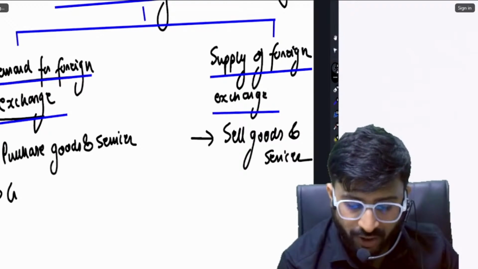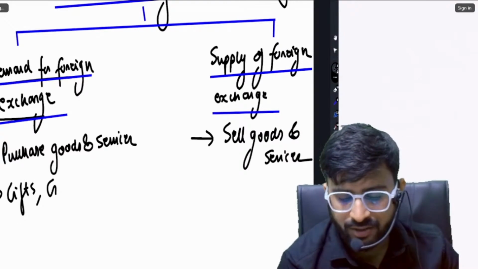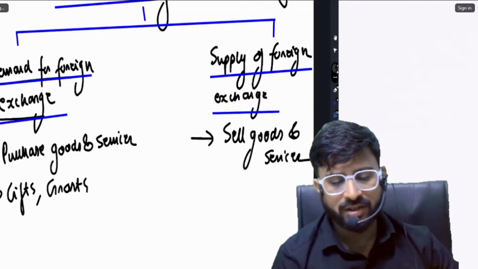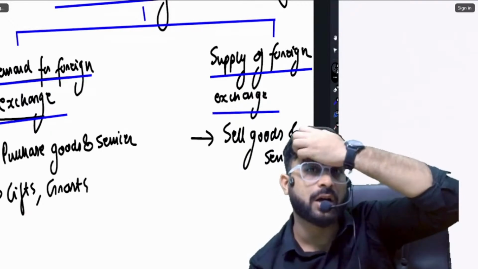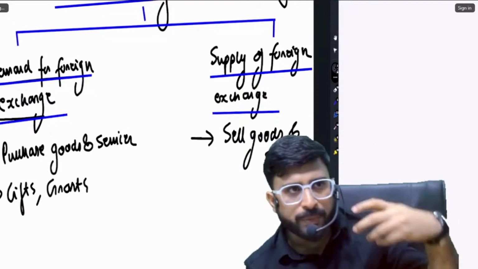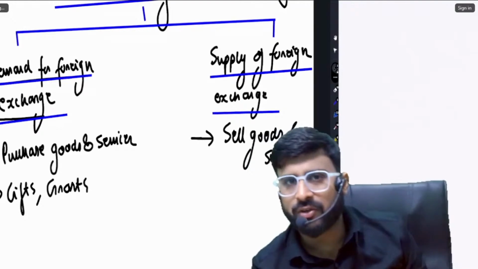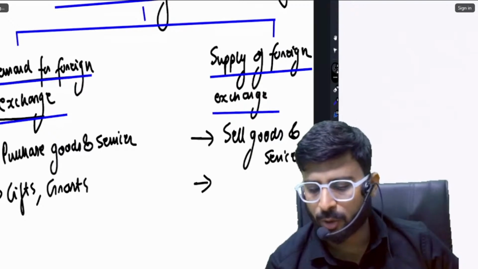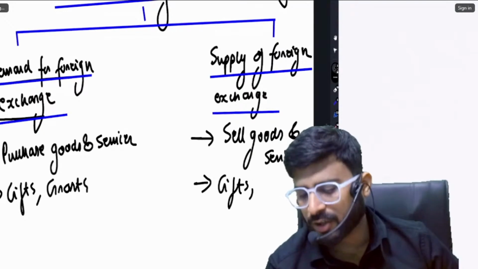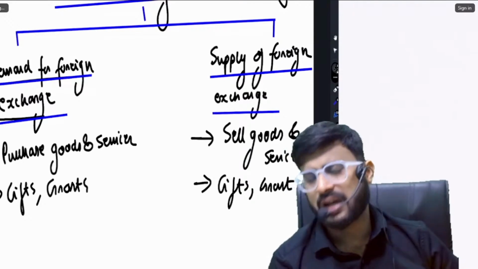Because of gifts and grants. Try to understand: your parents live abroad, suppose in America. If you want to send them a gift, first you have to have US dollars with you. Same here also. Somebody from outside sends you a gift or a grant. Grant is just a help.